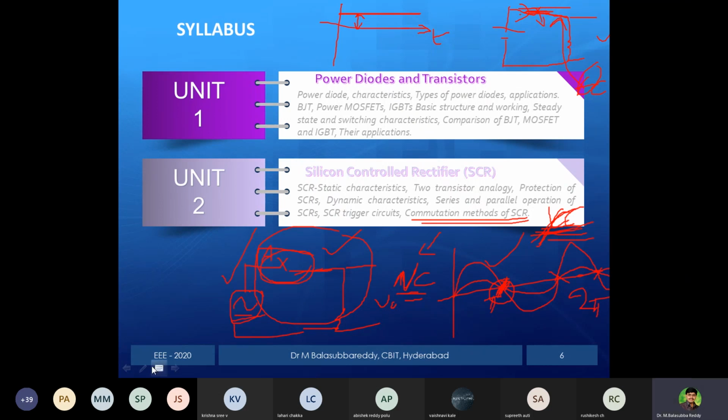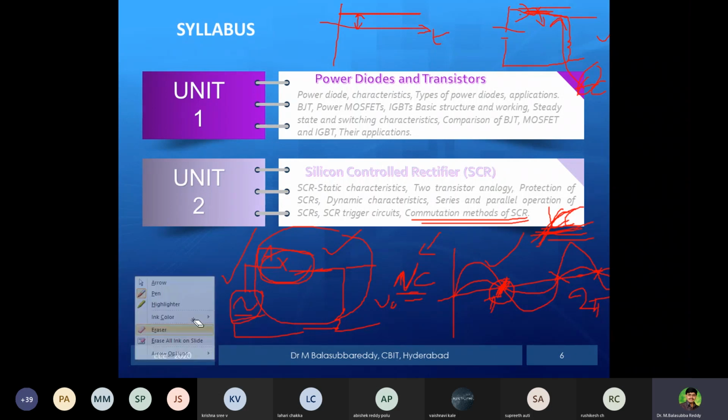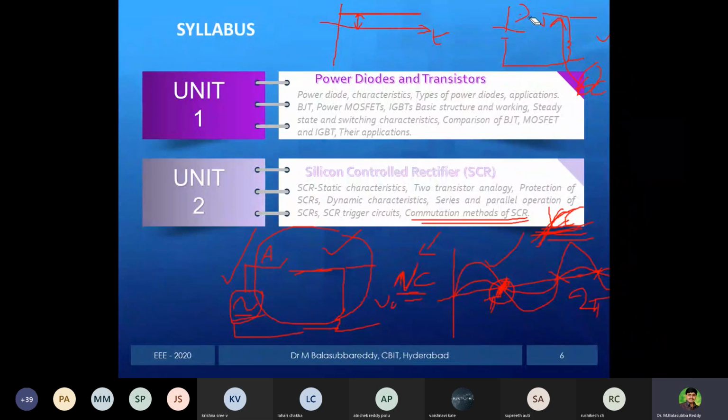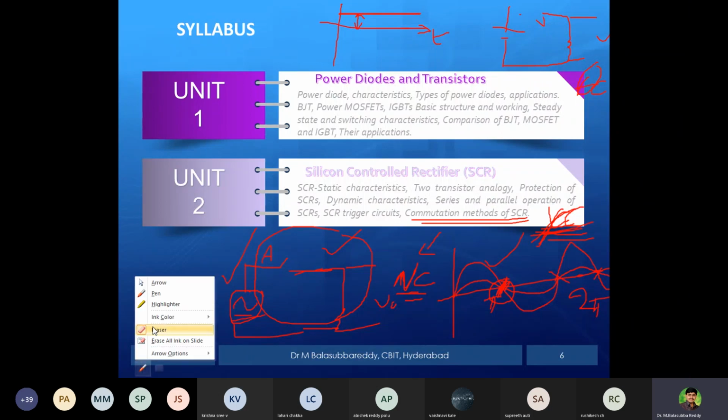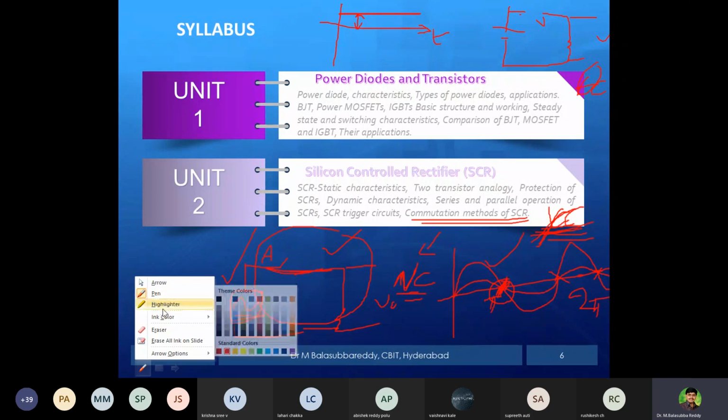Anybody? Any circuit here, if I say off, it means open, the switch is open. What is your output? And here also the switch is open. What is your output? If the switch is closed, everybody knows the output is equal to the input. If this is closed, output is the same as the input. If it is open, what is the output? Anybody?